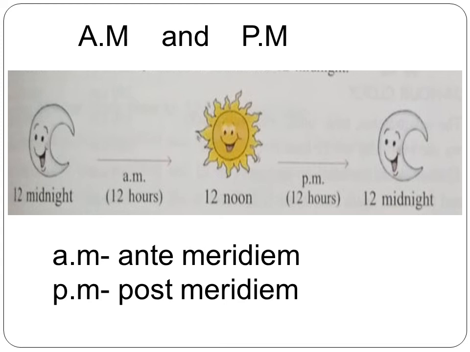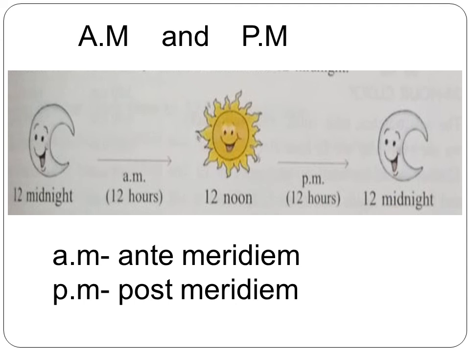From 12 o'clock in the night, midnight, to 12 o'clock at noon is the first half. These 12 hours are considered morning hours. To show time from midnight to noon, we write AM. The full form of AM is ante meridiem. A-N-T-E, ante. M-E-R-I-D-I-E-M, meridiem.